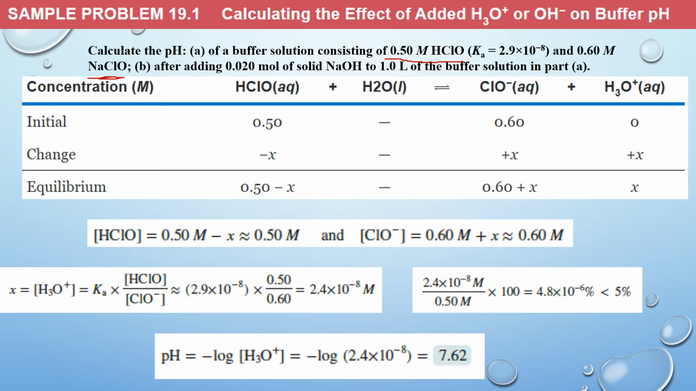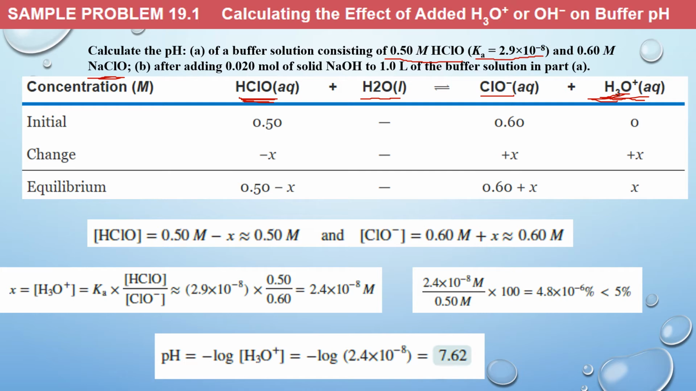We can list the ICE table to figure out what happens to the concentration after we mix them. The Ka value is given here, a very small number, 10 to the negative 8, so we can use this to make some assumptions. First we have this chemical reaction: the hypochlorous acid dissociates in water, generating the hypochlorite ion and the proton.